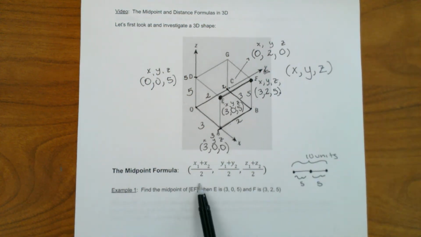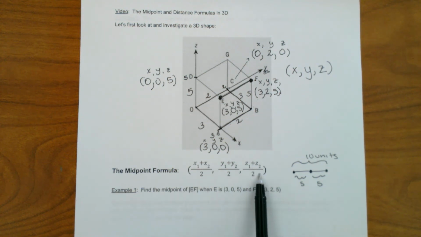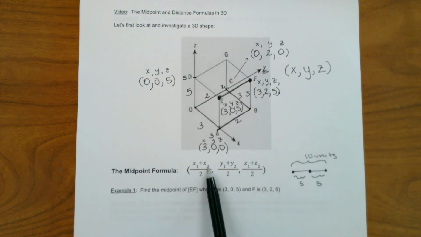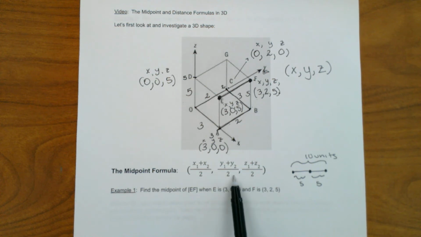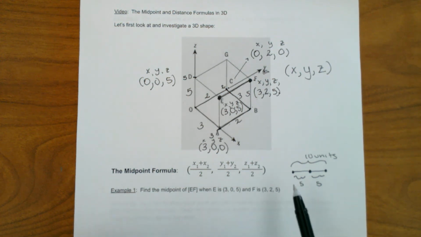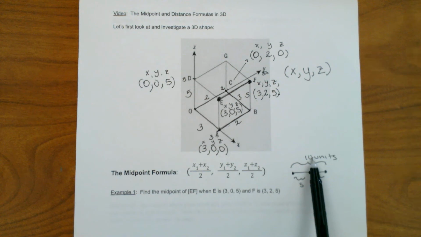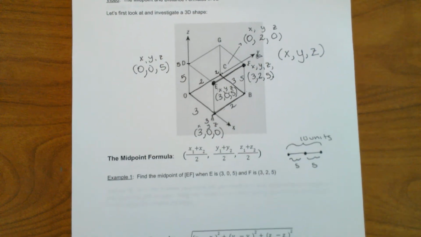Here's our formula. It is just like the midpoint formula for 2D, except you're just adding on the Z value. So we need to add up the X's and divide by 2, add up the Y's and divide by 2, add up the Z's and divide by 2, which makes sense because midpoint is the middle point and we're cutting it in half. Just like I did here, I cut 10 in half, 5 and 5. Okay, so let's find the midpoint.